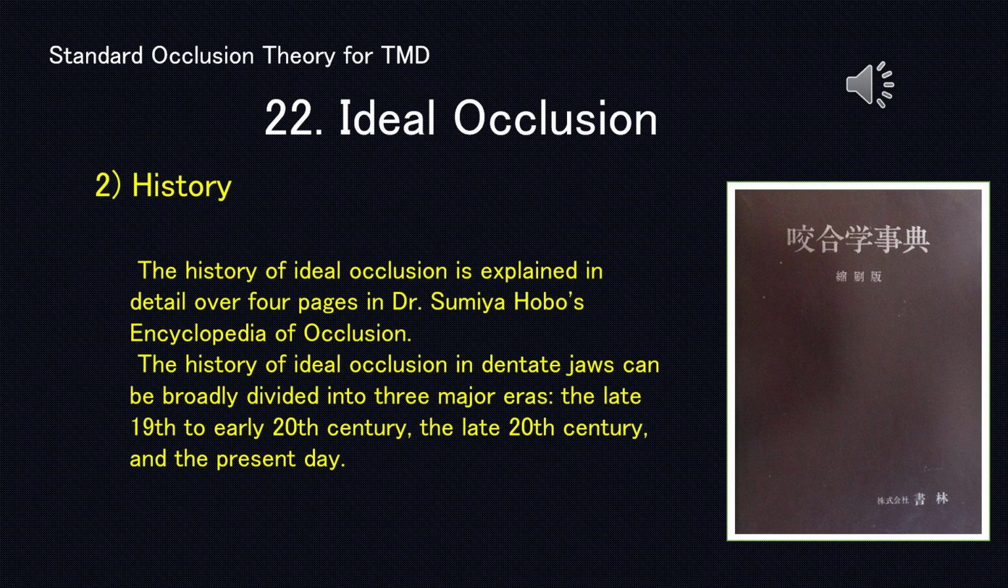2. History. The history of ideal occlusion is explained in detail over 4 pages in Dr. Sumiya Hobo's Encyclopedia of Occlusion. The history of ideal occlusion in dentate jaws can be broadly divided into 3 major eras: the late 19th to early 20th century, the late 20th century, and the present day.